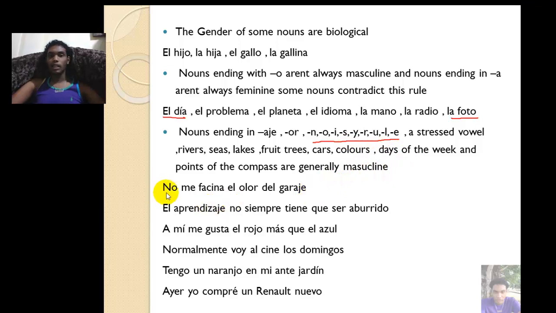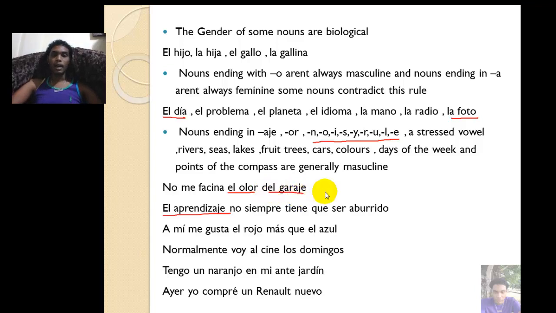No me fascina el olor del garaje. The smell in the garage doesn't fascinate me. Okay? El aprendizaje no siempre tiene que ser aburrido. Learning doesn't always have to be boring. Okay? So know that el aprendizaje, el olor, and el garaje. Now remember earlier we had de plus el is del, so del garaje.